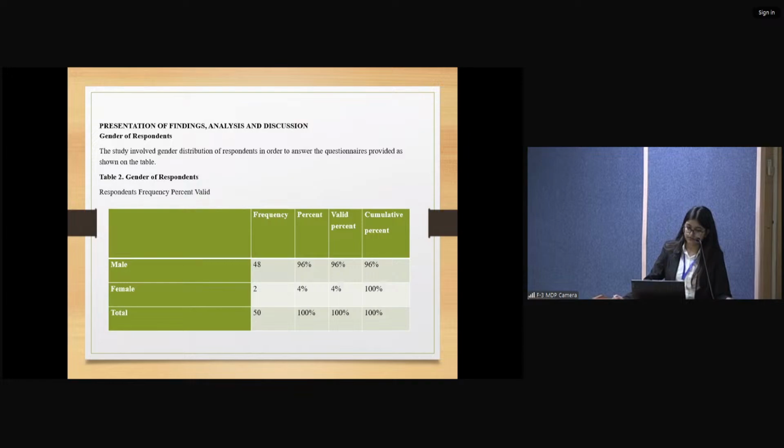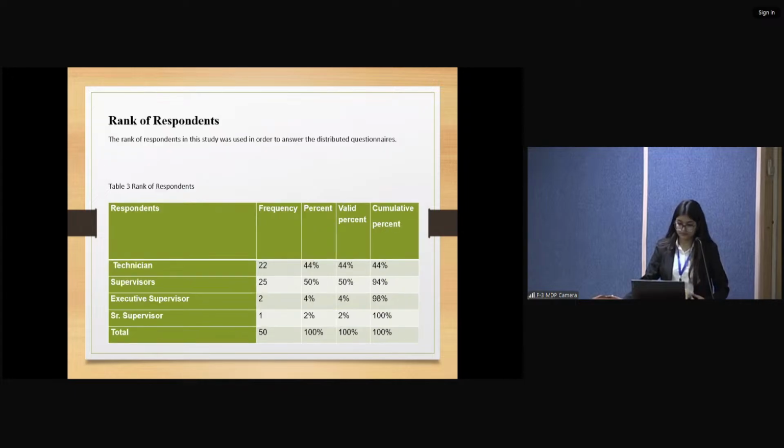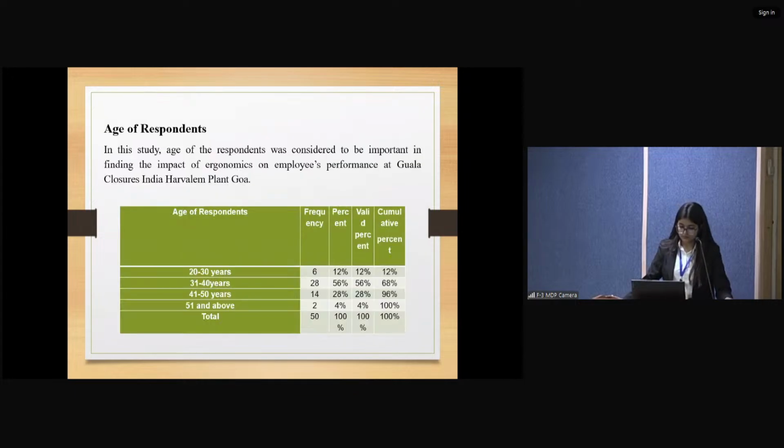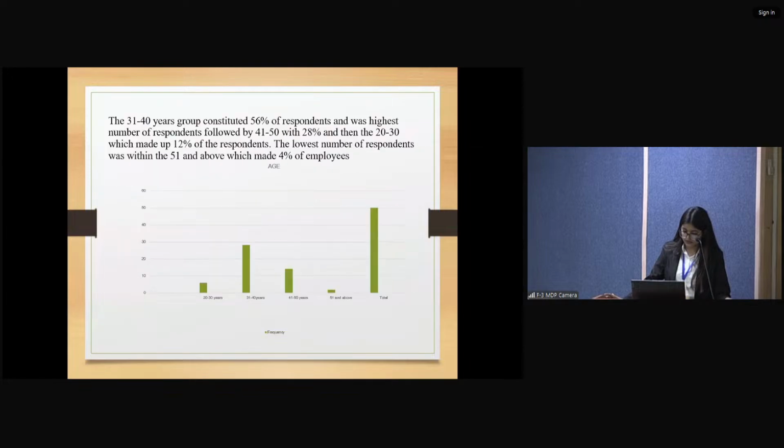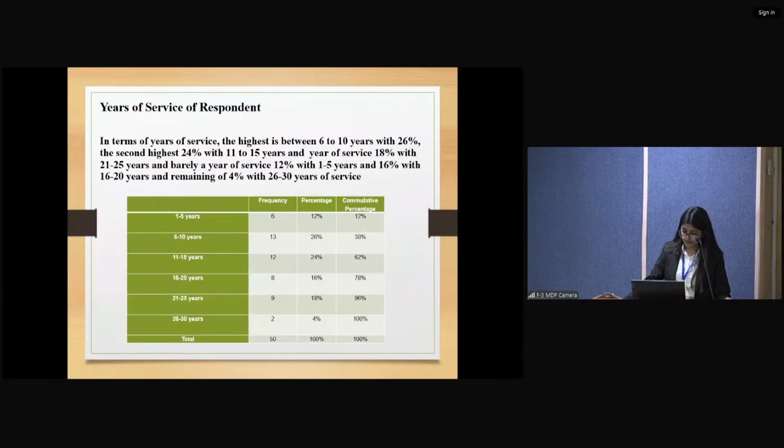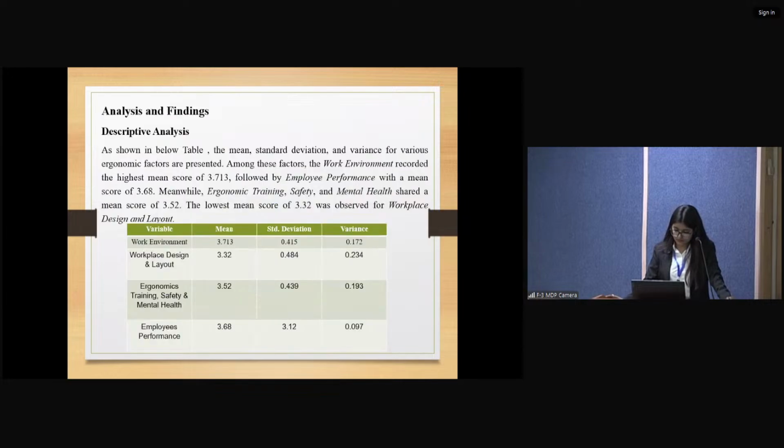These are the presentations of the gender of respondents, wherein there are males and females. These are the ages of respondents, from 20 to 51 and above category. In the years of experience of respondents, the highest is between 6 to 10 years with 26%, and the lowest is 4% with 26 to 30 years of experience.